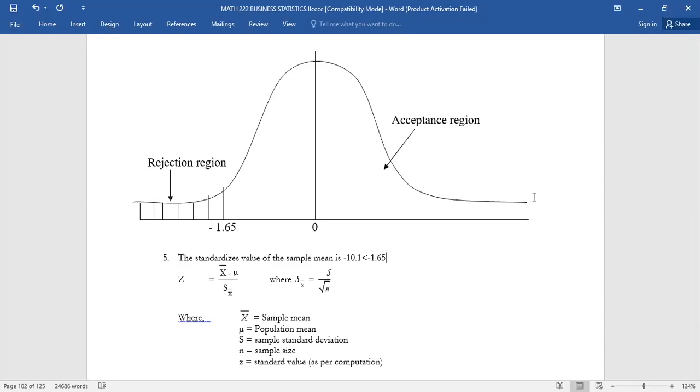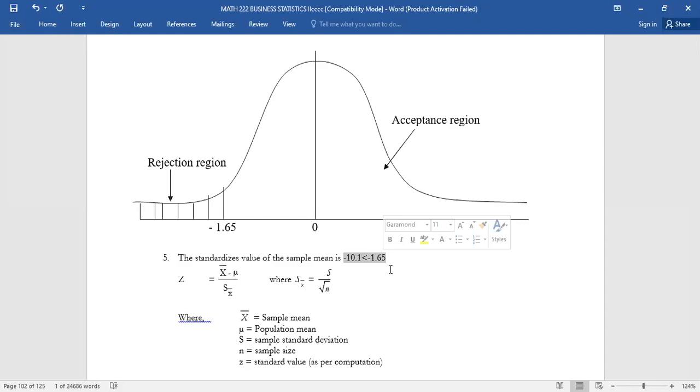We are supposed to give a statement as our last step. So I want someone to start by saying, since negative 10.1 is less than negative 1.65, do we reject or accept the null hypothesis? The answer is even in the picture. You're supposed to reject. Yes, since our negative 10.1 is less than negative 1.65, we reject the null hypothesis. So by rejecting the null hypothesis, we are accepting the alternative hypothesis. Are we together? Yes. In other words, we are saying the marriage age in this community is significantly lower than 19 years, right?